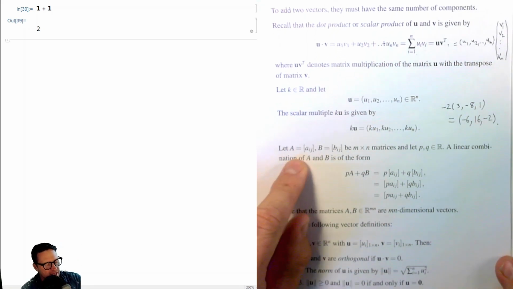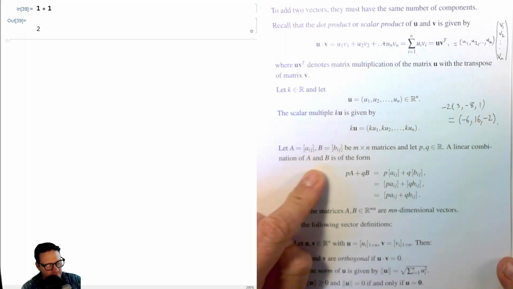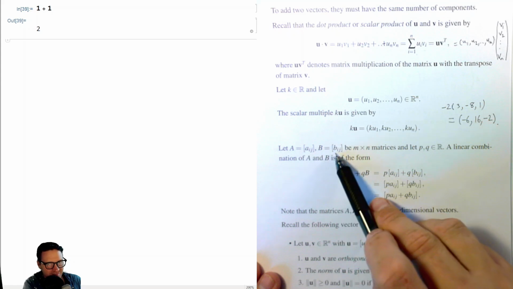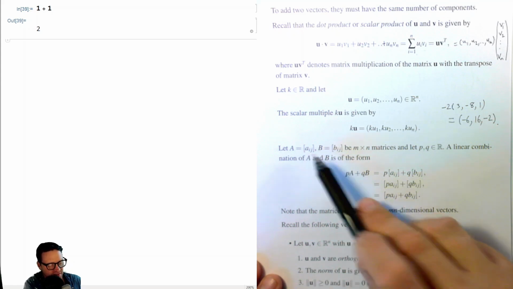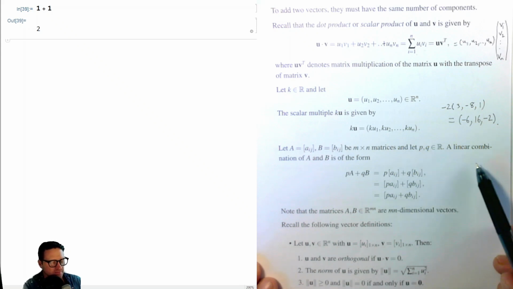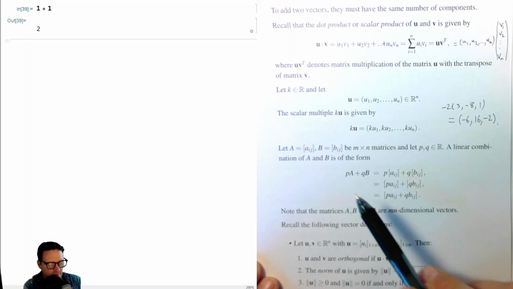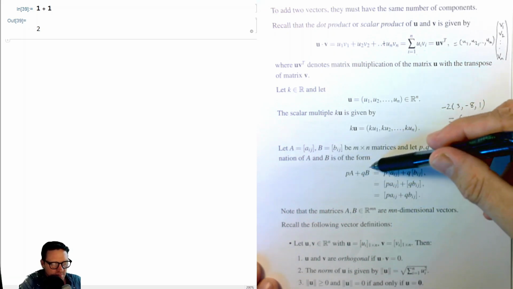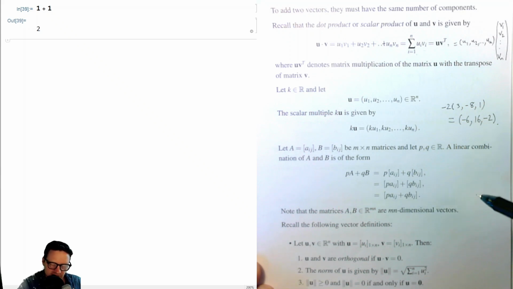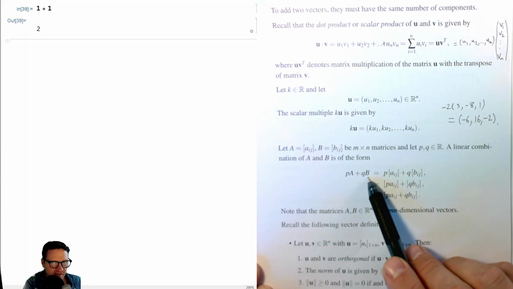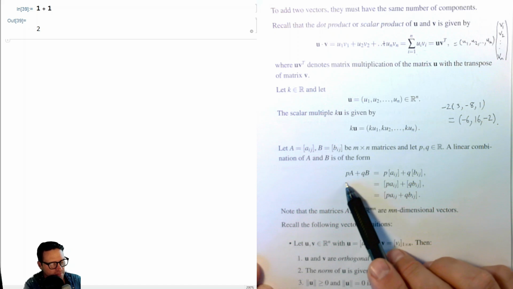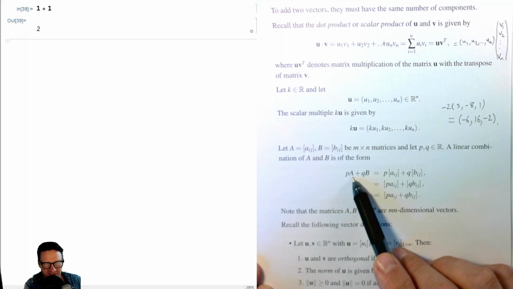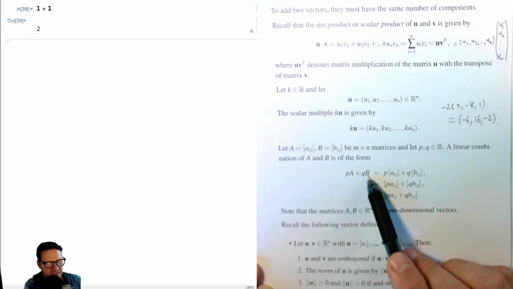All right, let A and B be m by n matrices. So in other words, m rows and n columns, and these are representatives of that m by n matrix, or matrices. Let P and Q be real numbers. A linear combination of A and B is of the form P times A plus Q times B. In other words, these are scalar multiples of the matrices A and B, but we're viewing those matrices as elements of a vector space. So you're viewing these matrices as vectors, and hence a linear combination takes the scalar P and multiplies it times every element of that matrix. The same for Q, and then adds them together.